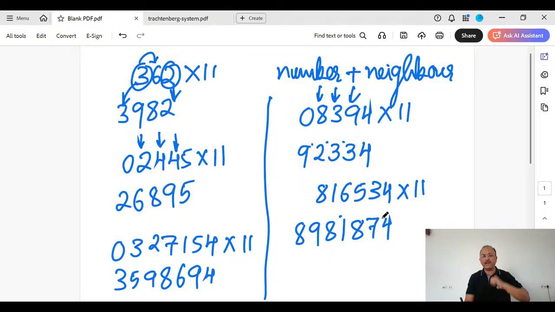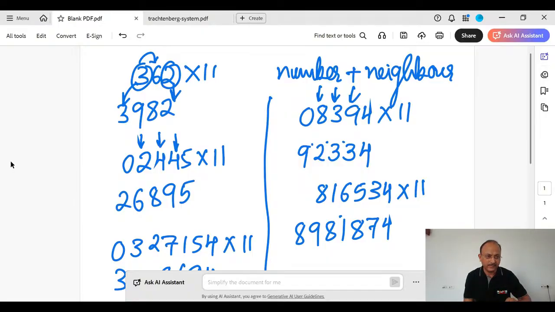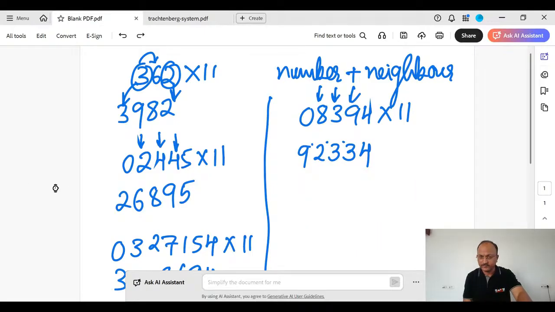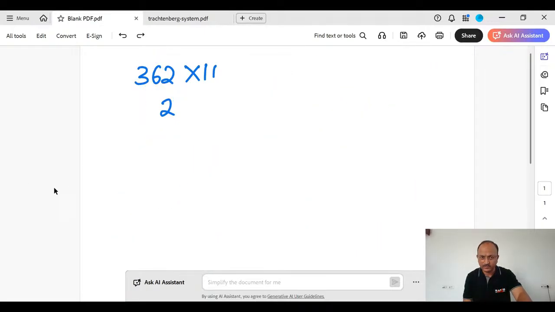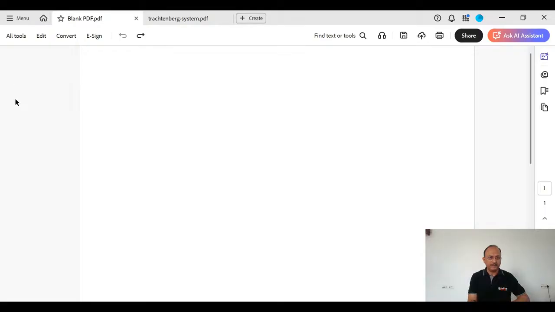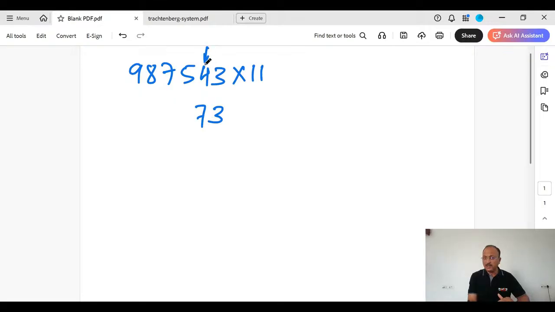Let's take a little complicated one. Let's take a little bigger number. 987,543 into 11. Okay, what do we do? 3, 4 plus 3 is 7. Number plus its neighbor we are adding. 5 plus 4, 9. 7 plus 5, 12.